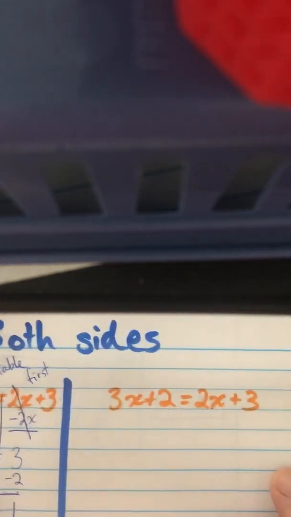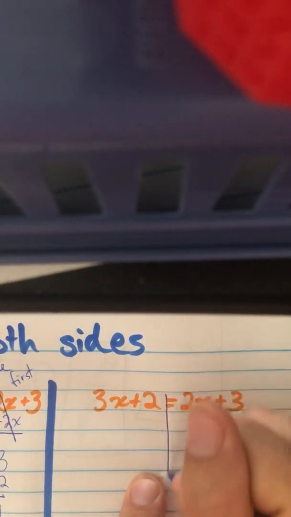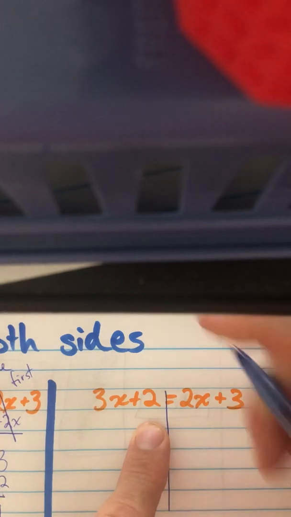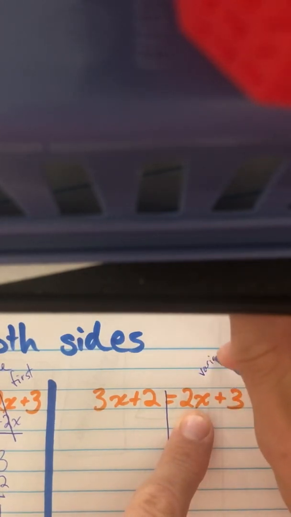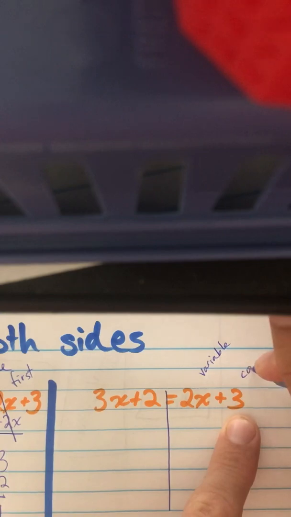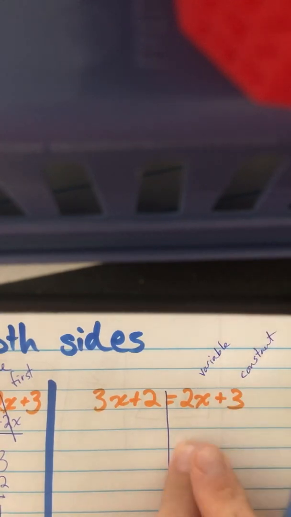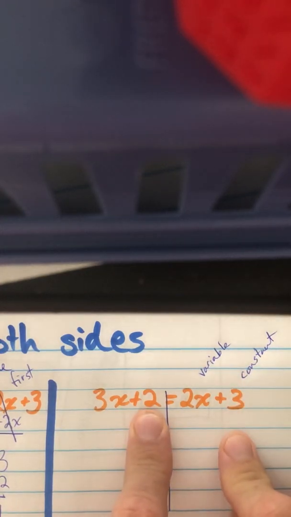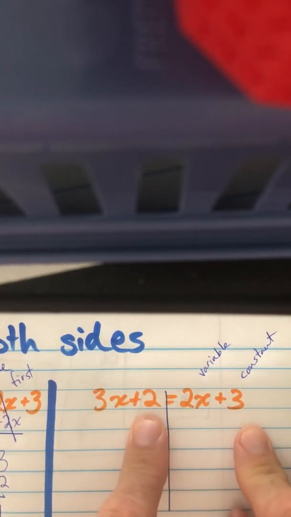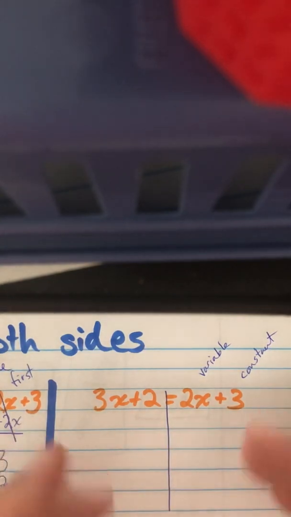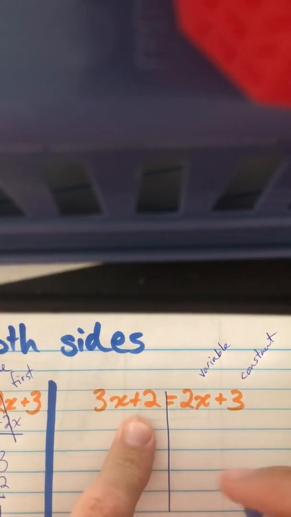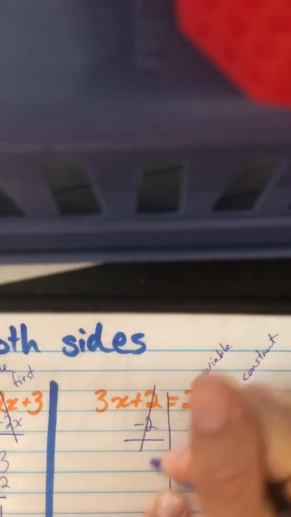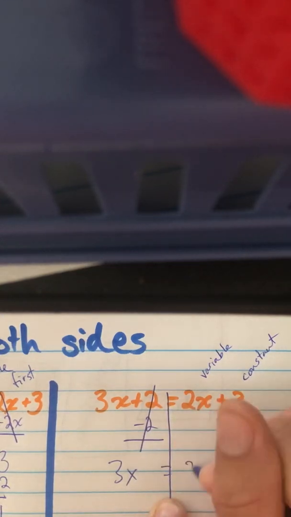All right, and over here, I have the same problem. This time, I'm going to do the constant first. So we have the variable term, and we have the constant term. Notice the 3 is not being multiplied by anything, so that's a constant. The 2 is not being multiplied by anything, so that's a constant. Okay, so let's pick one of these. Maybe I'll do the 2. So I'll minus 2 from both sides. It'll cancel. I have 3x is equal to 2x.